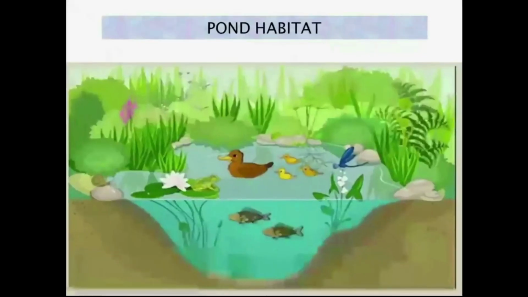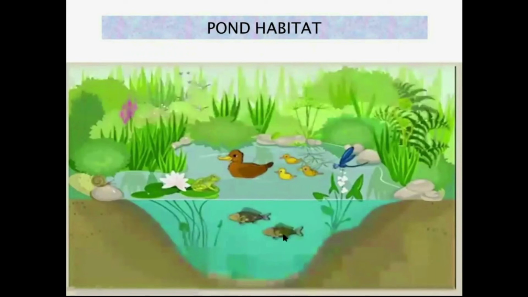The first habitat that we are going to discuss is a pond habitat. Now in this picture, can you see a duck, a frog, and some fishes? And there are other tiny insects, and then this snail. All of these animals and these plants have a habitat, and the name of that habitat is pond habitat.